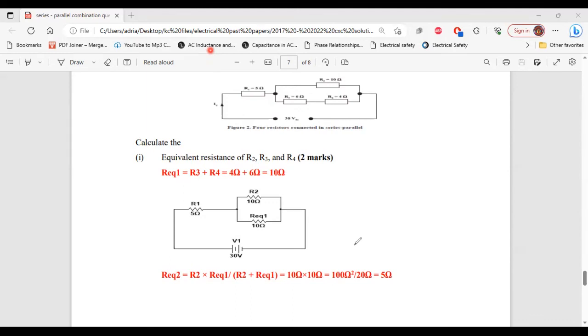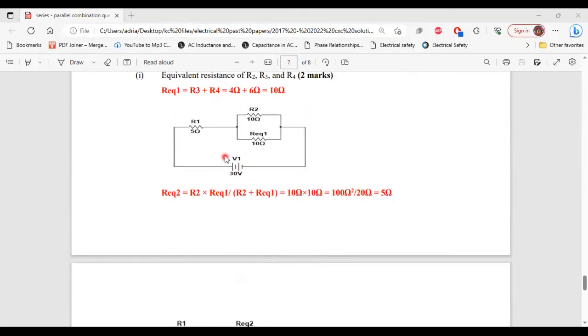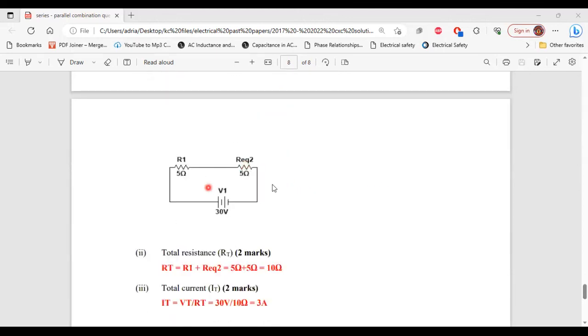All right, there's a little mistake here. The division part of it, where we divide 10 ohm multiplied by 10 ohm by 10 ohm plus 10 ohm, is missing. So let me add that there. All right, good. Now that we have that in place, again we'll have to redraw the circuit, replacing R2 and Req1 with their equivalent resistor value of 5 ohm. So here we have the circuit, R1 in series with Req2.